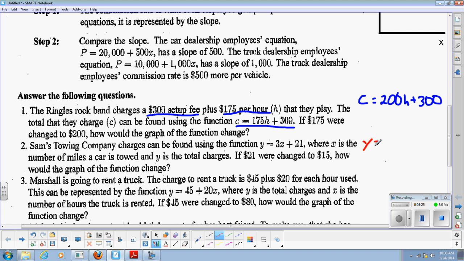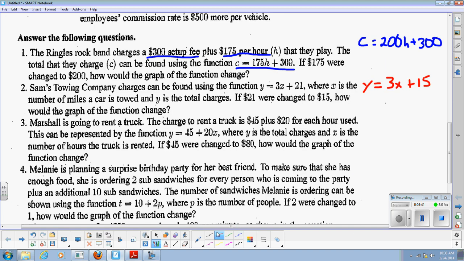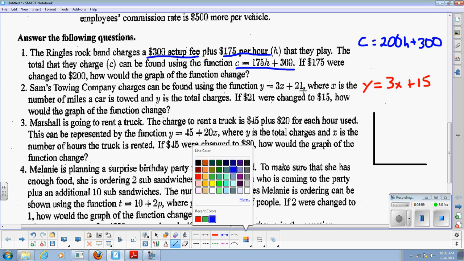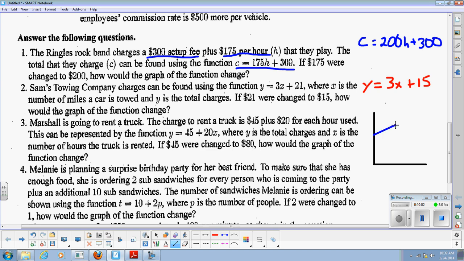So let's rewrite the function off to the side. The new function would look like this: y equals 3x plus 15. So what does this mean for the graph? On the old graph, if I draw a quick graph here, you would have this. Here's your y-axis. Here's your x-axis. You would have our original line, and I'll put this in the color blue. It would start here, and it's going to go up by 3x, like this. All right, so our starting number is 21.